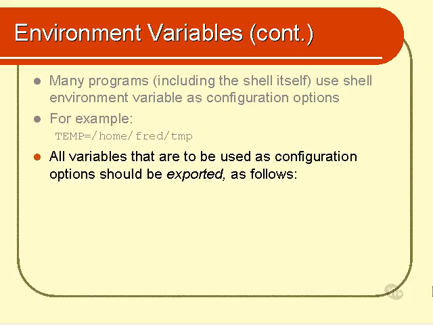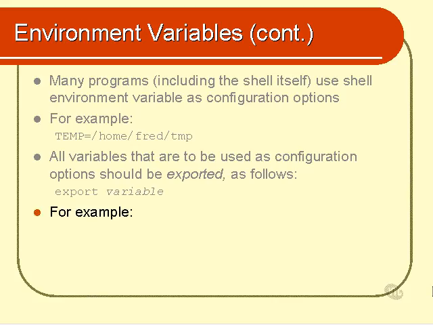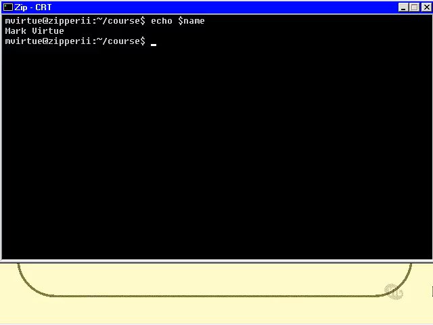Please note that if you want an environment variable to be used by a program like Vi, it's usually not enough just to set the environment variable. You also have to export it as follows. You just export followed by a space followed by the name of the variable that you're trying to export. Note, do not put a $ sign in there. For example, export PS1. Here is my name variable again being set to mark virtue.